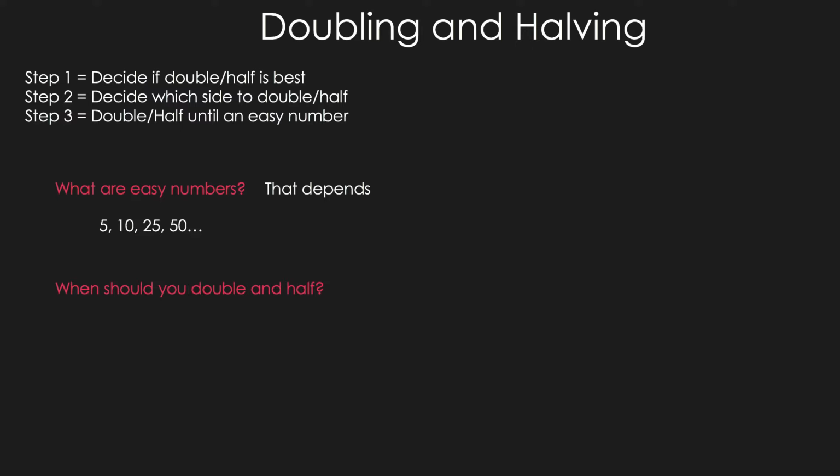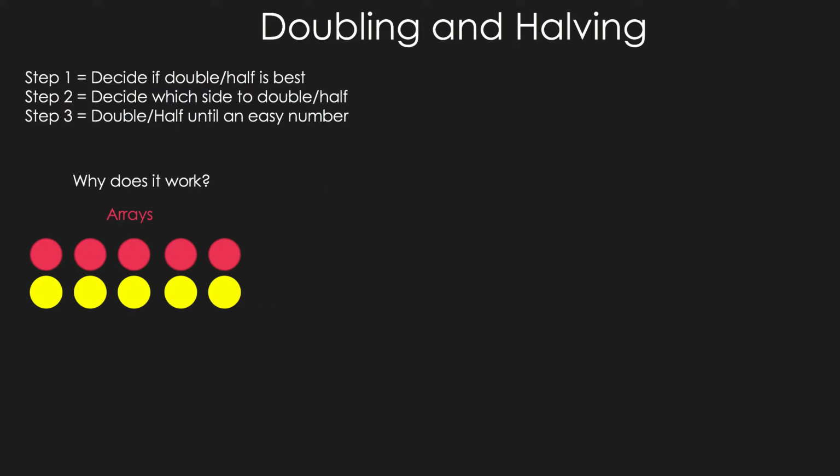Now, when should you double and half? When one number has a factor of the numbers above. Okay, so let's look at why it works.